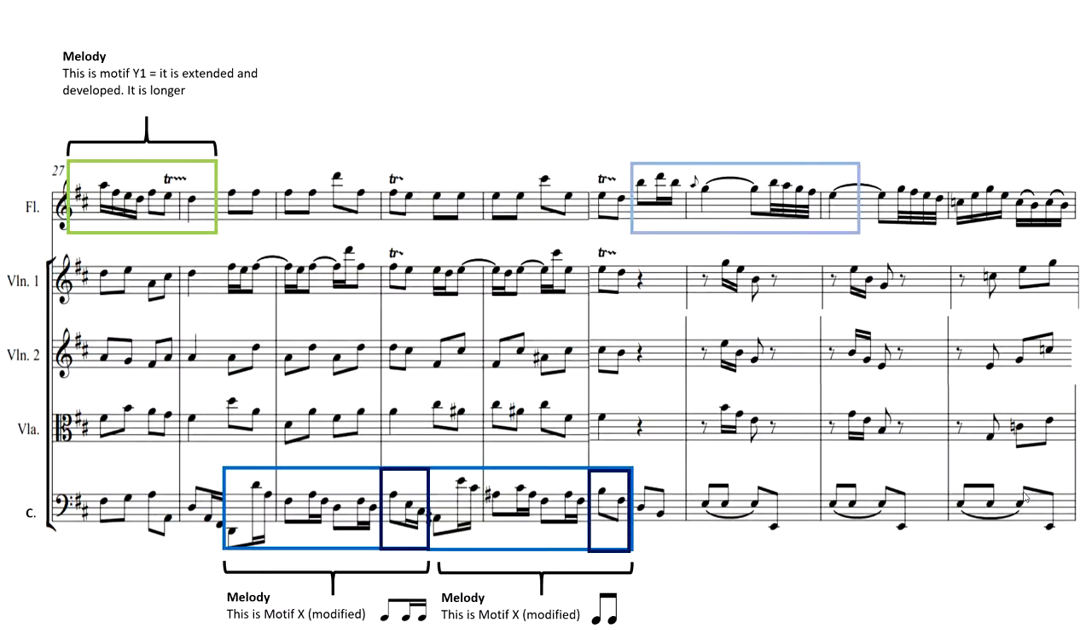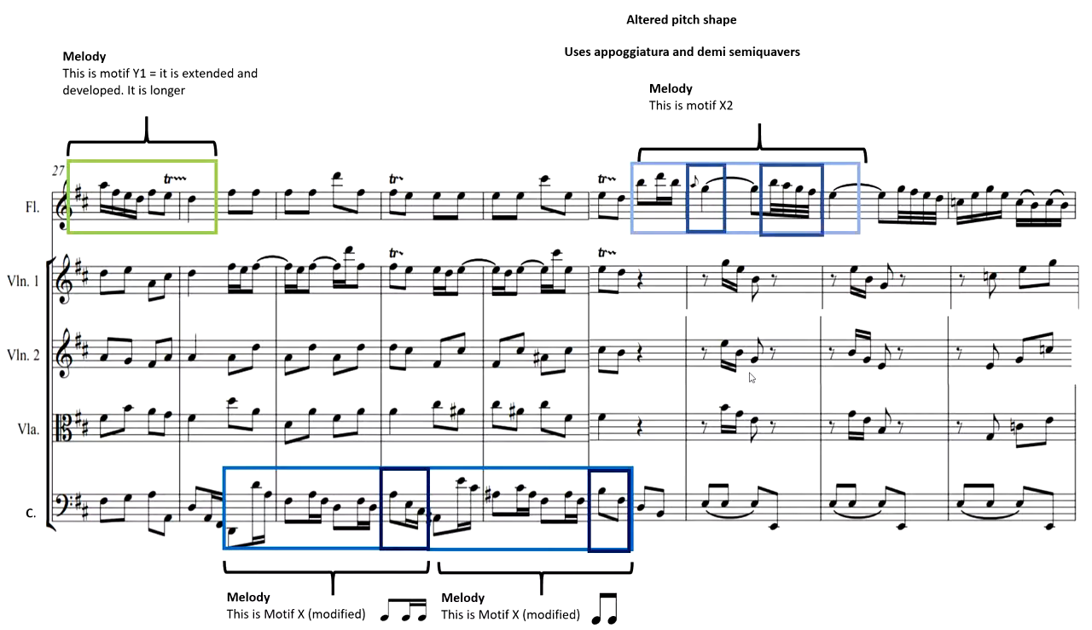The flute now takes over with the next motif. This is now called motif X2. The reason why is he's altered the shape of the melody and also he's started to use ornaments. So he's used an appoggiatura. He's started to change the rhythm. He's now using demi-semiquavers. So let's have a listen to motif X2. Again, we call it X2 because it has some similarities to motif X. You may notice the rhythm that he's using, but now it is developed further through use of ornamentation and rhythmic development.